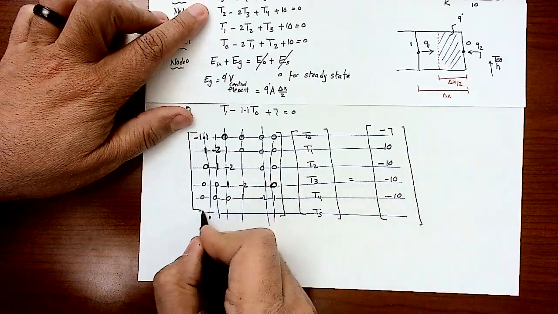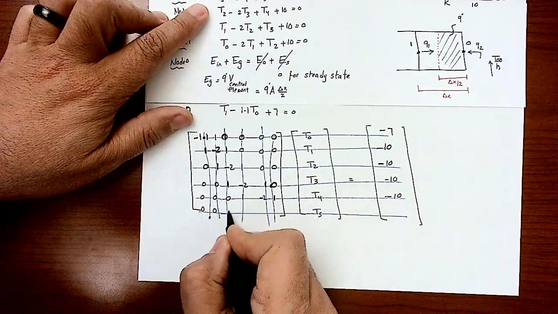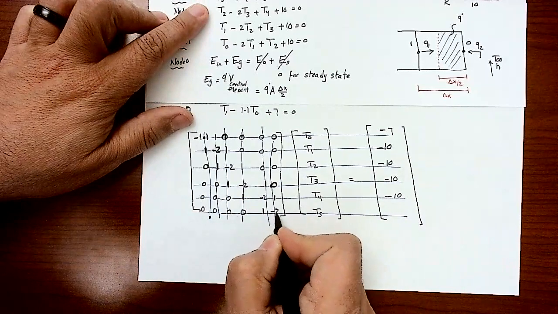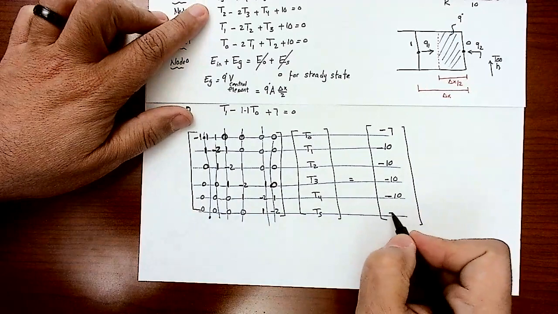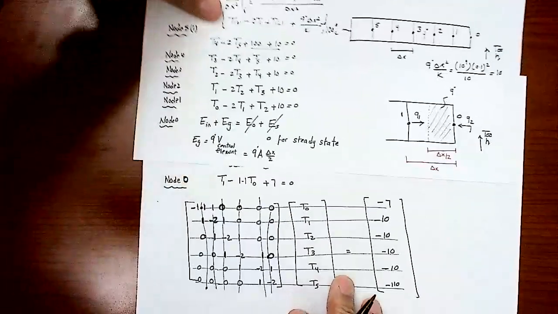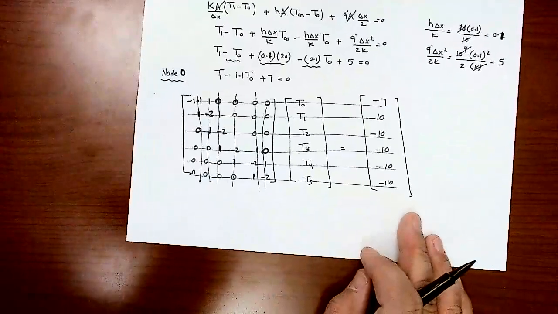For node number 5, I have 0 T node, 0 T1, 0 T2, 0 T3, 1 T4, -2 for T5. The free term is 110. Okay, now I have my matrix constructed.